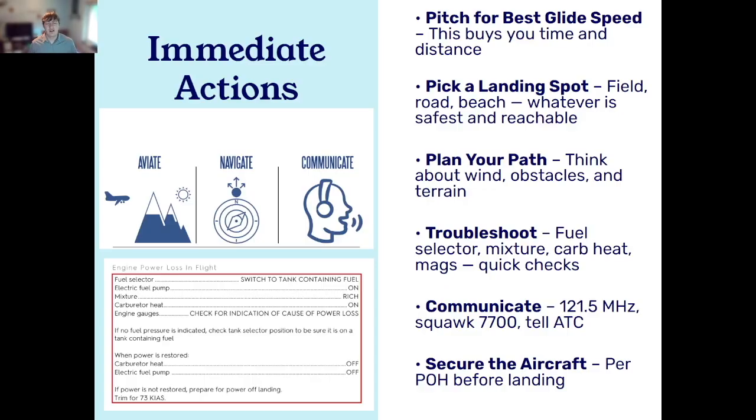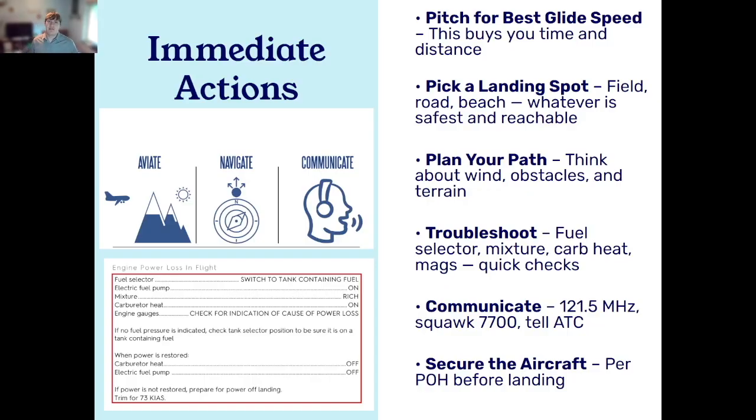Immediate actions. So what do you do after you get an engine failure? Well, A, B, C, D, E. A is going to be your airspeed. That's, for us, 73. That's going to buy you the most time and distance. Now, what's B? That's going to be the best place to land. So it could be a field, a road, a beach, whatever's the safest place to really land at that time.